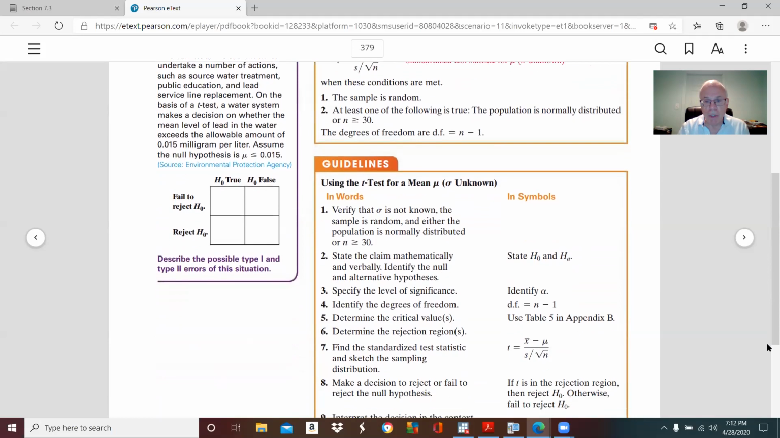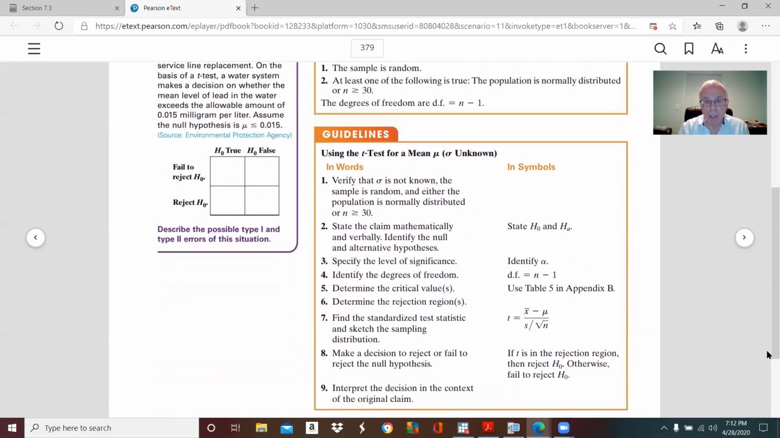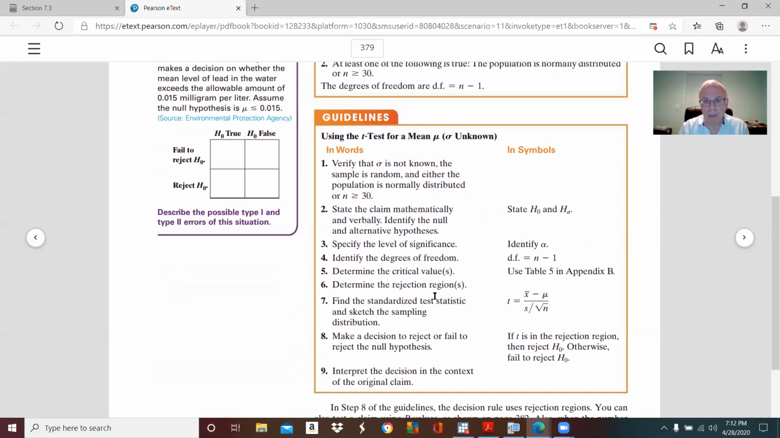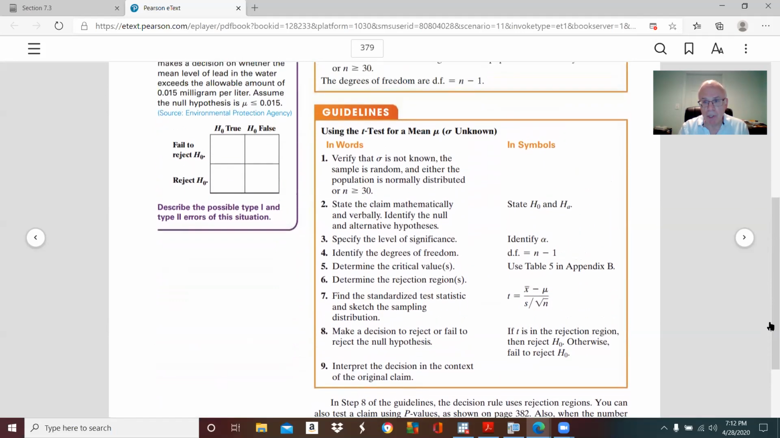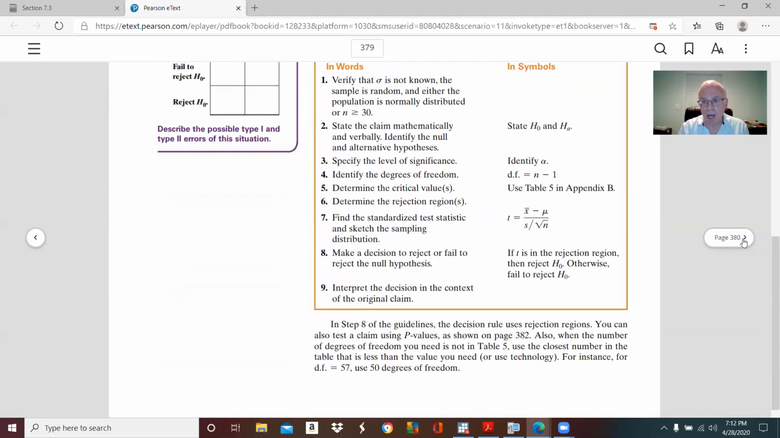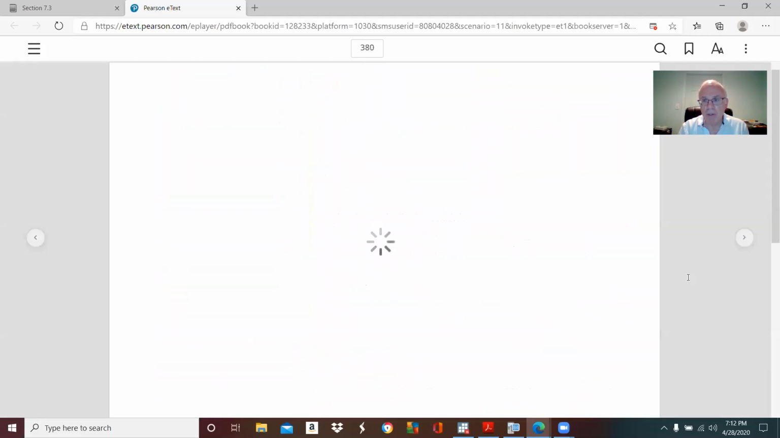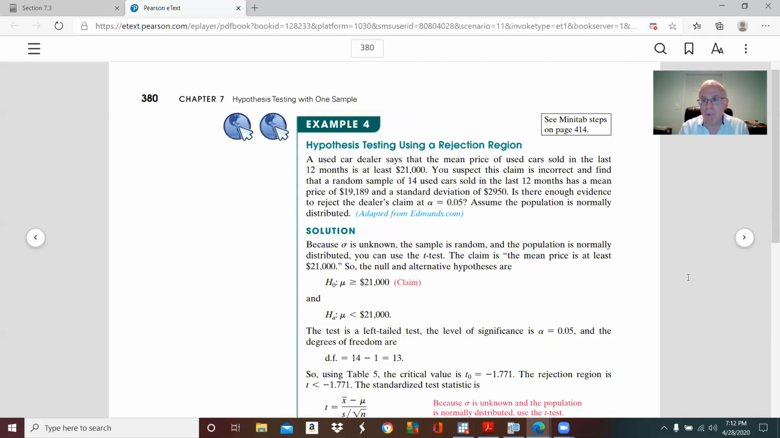Now, the guidelines on this page are asking you to use the rejection region method, which we're not going to do. If you want to look through these steps for the rejection region method, that's fine. You may need to use it in examples for your homework, but I will not test the rejection region method. I want to make that really clear to you. It will not be tested at all. We're going to use the p-value method.